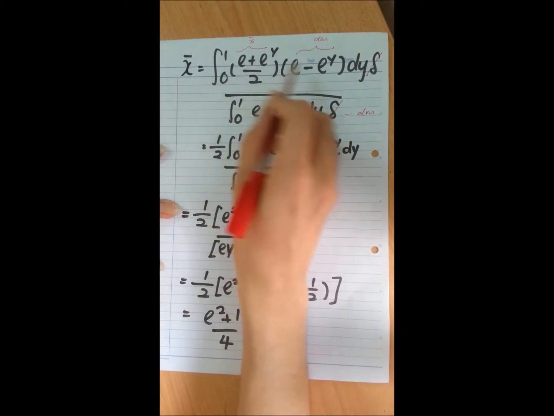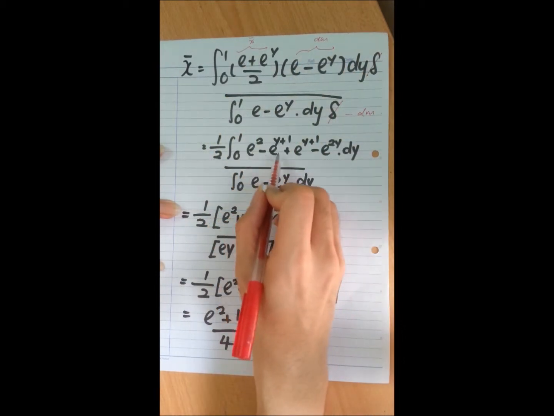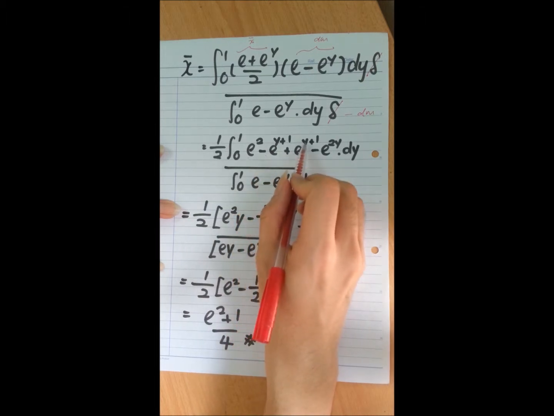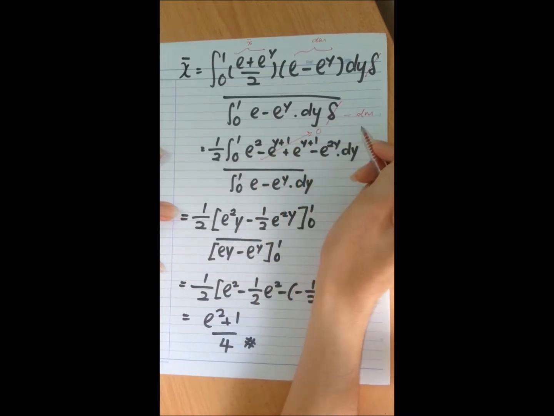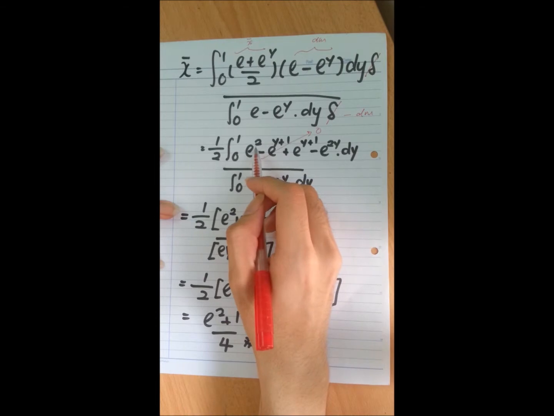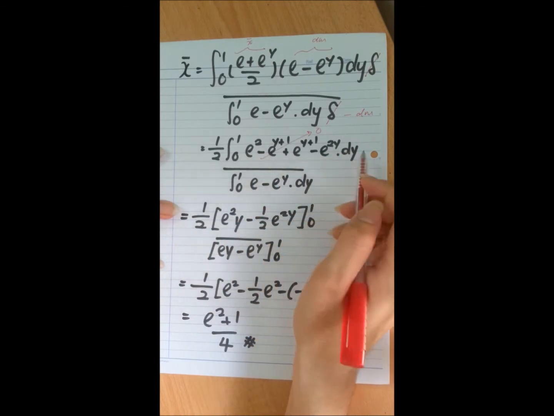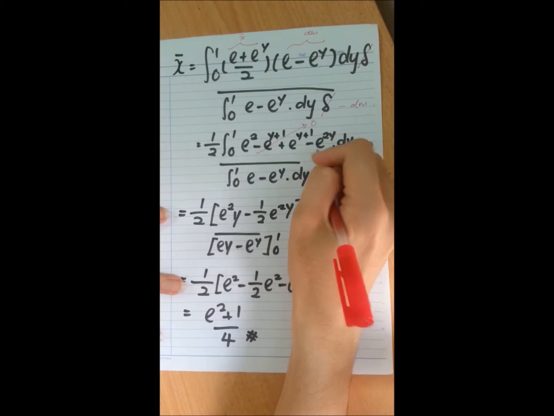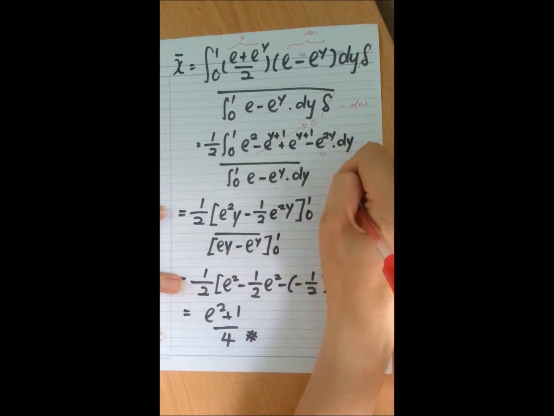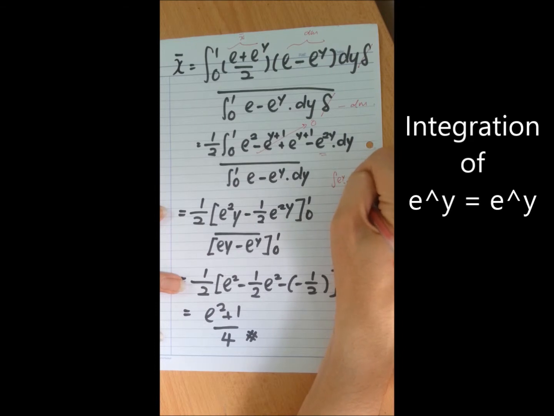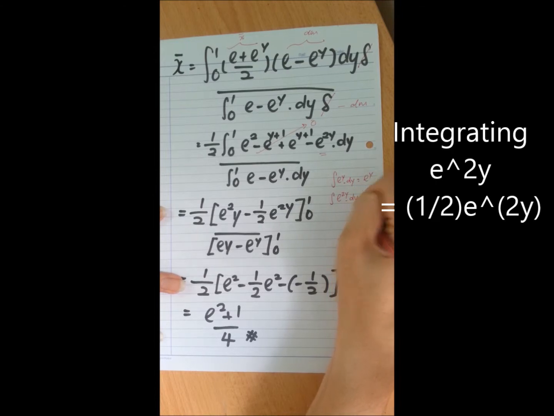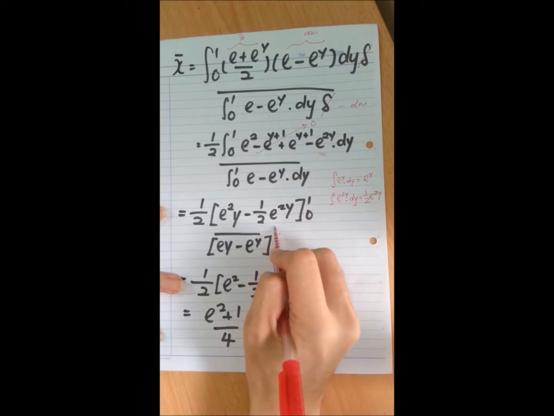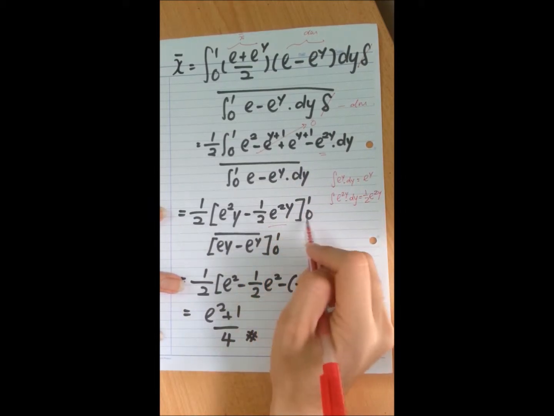After multiplying these two, we get a line equation: e squared minus e to the power y plus 1, plus e to the power y plus 1 minus e to the 2y. This gives us a 0 over here, and we end up with e squared minus e to the power of 2y. Integrating this part, you have to be careful, because integrating e to the y dy will give you e to the y, while integrating e to the power of 2y with respect to dy will give you half e to the power of 2y.